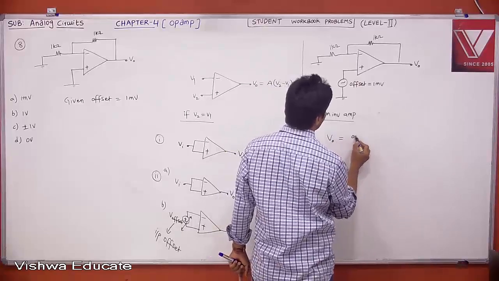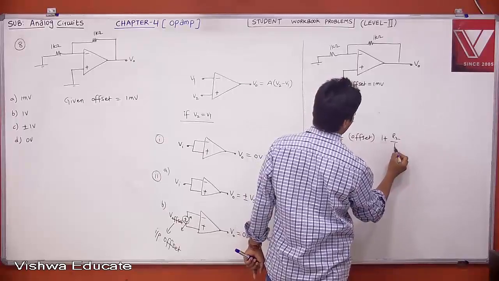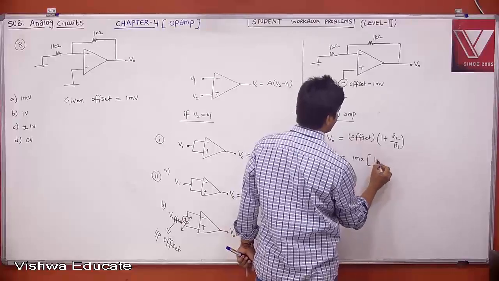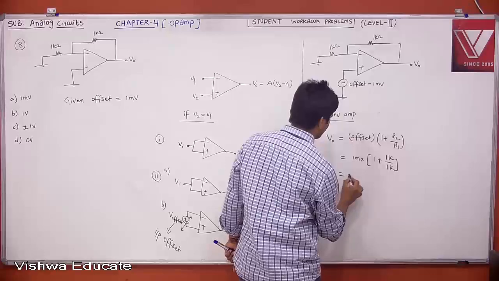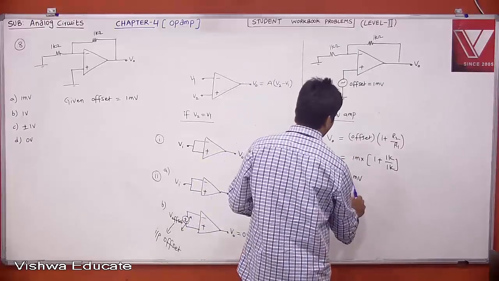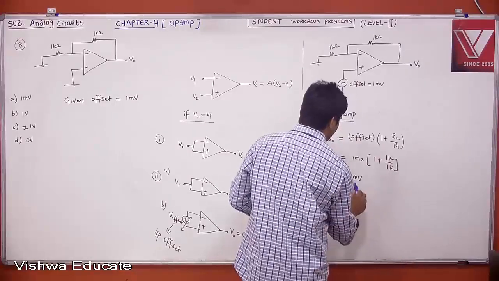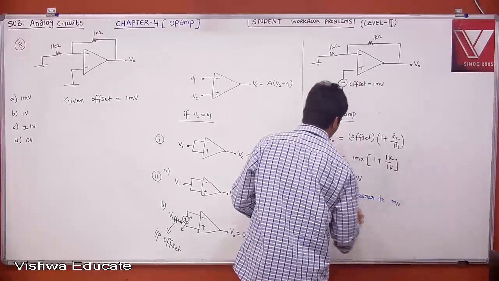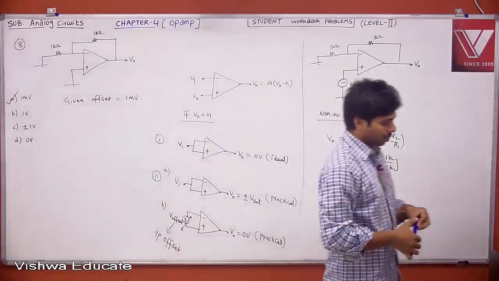Your V0 will be equal to your offset times (1 plus R2 divided by R1). Therefore, 1 millivolt times (1 plus R2 divided by R1), which is 1K divided by 1K, so 1 plus 1, which is 2 millivolt. Therefore, tell me which is the option nearer to your 2 millivolt? Option A. This is nearer to 2 millivolt. It's not equal, but nearer to 2 millivolt from the given options. Therefore, the answer is A. You can take it.